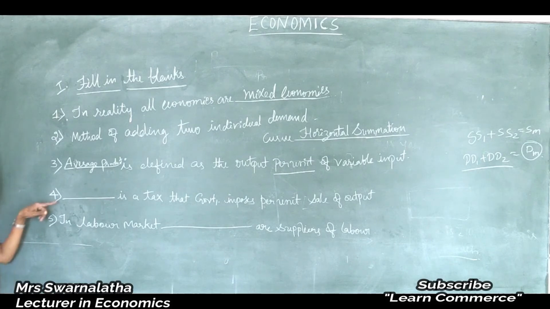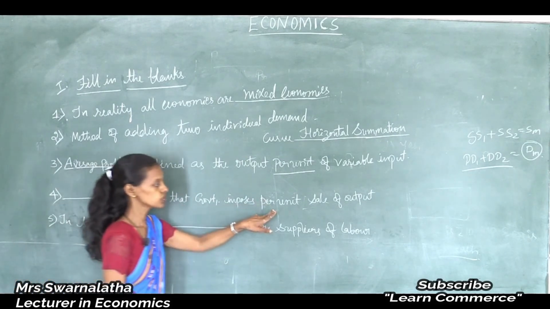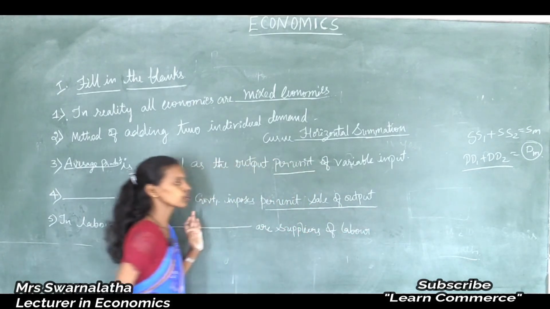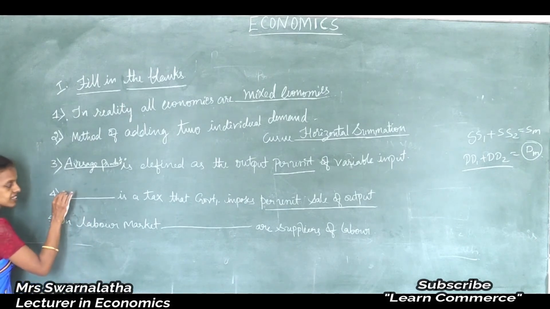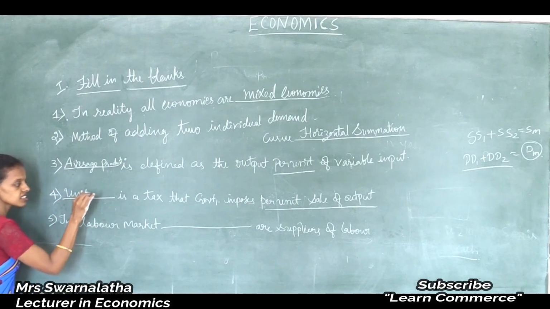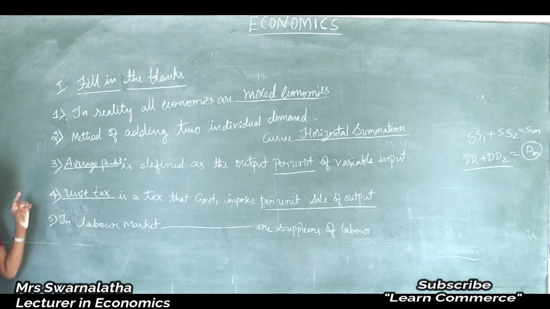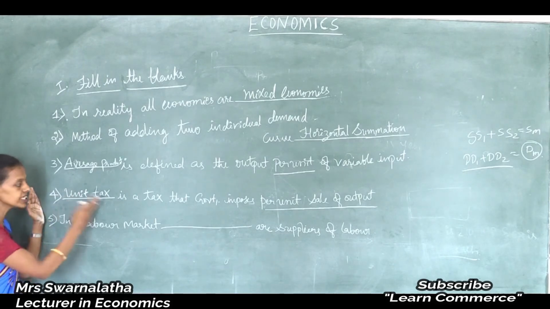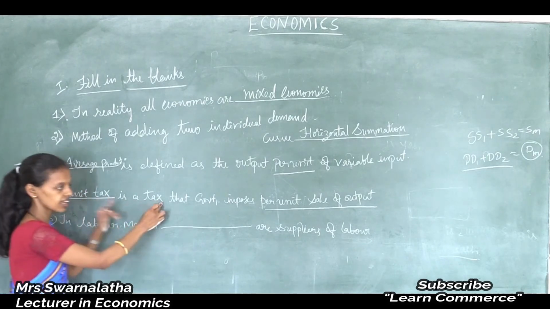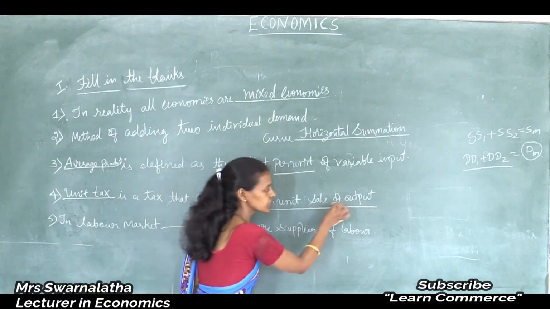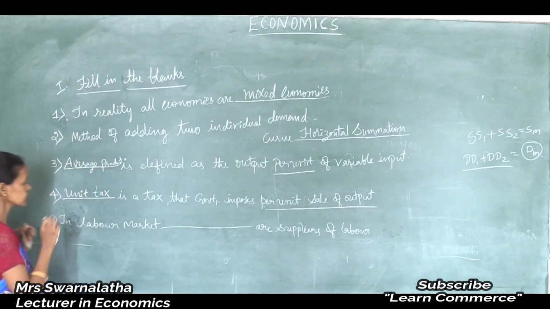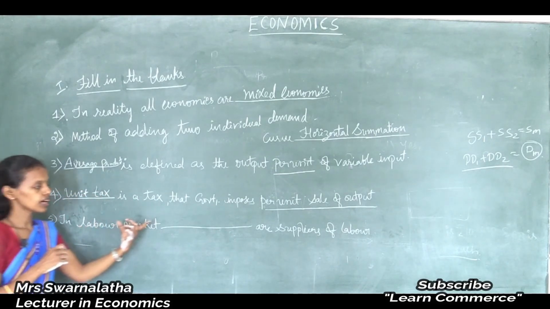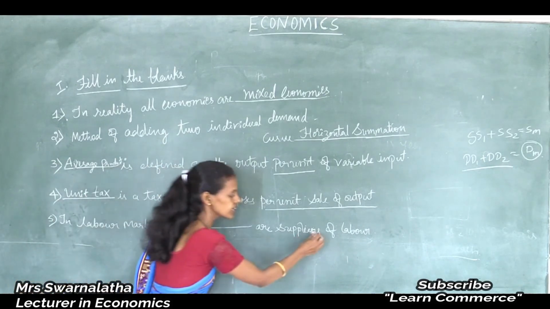Next one is dash is a tax that government imposes per unit sale of output. So per unit sale of output, government is going to impose unit tax. Tax per unit is said to be the unit tax. For per 1 unit they are going to impose the 2 rupees tax, that is a unit tax. Thus unit tax is a tax that government imposes per unit sale of output. Answer is unit tax. Next is in labor market dash are suppliers of labor.